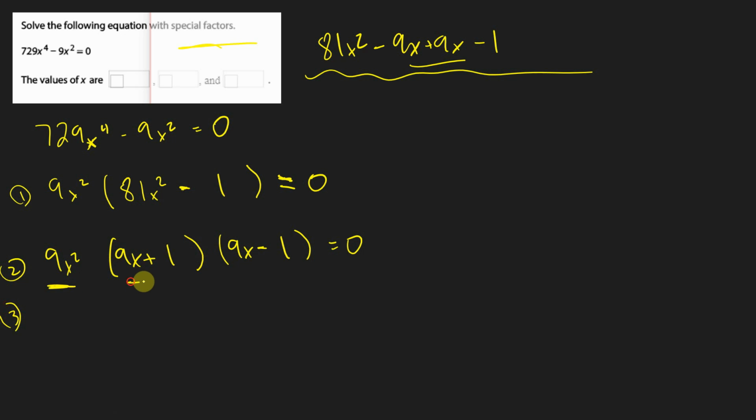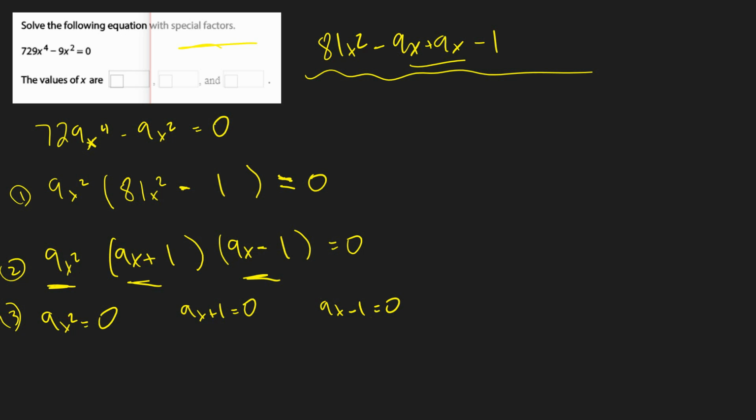I have a factor, and a factor. The last 2 are the same thing, right? But what I'm going to do is I'm going to set each of them equal to 0. Oh, by the way, I just said the last 2 are the same, but they're not because one's a positive, one's a negative. So scratch what I said. So anyways, I'm going to set each of these equal to 0. So I'm going to write 9x squared equals 0. I'm going to write 9x plus 1 equals 0. And I'm going to write 9x minus 1 equals 0.